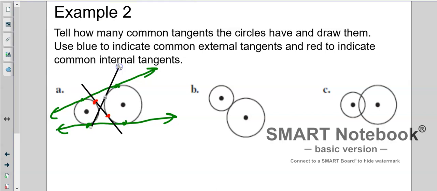Where this one touches like so. And so maybe right here and right here. So that's 4.